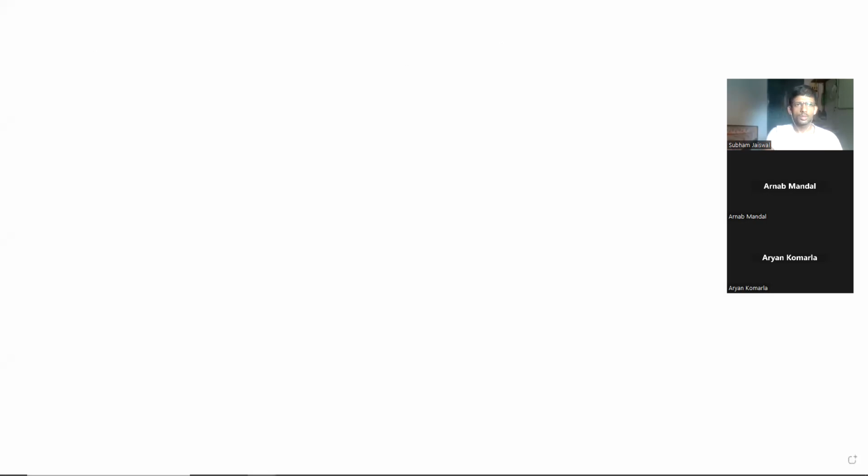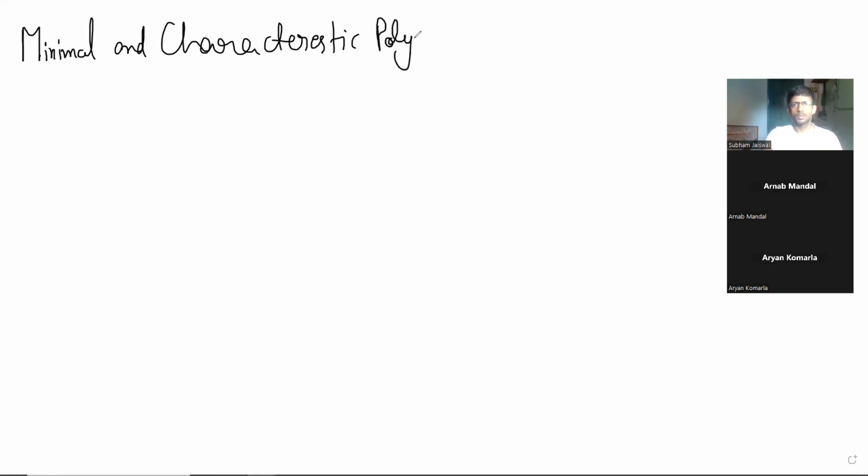So maybe we can talk about this concept, which is minimal and characteristic. As I said in the beginning, there is this concept of minimal and characteristic. The philosophy here is to understand matrices, and hence linear transformations, using polynomials. And so that's what we are heading towards. So we are associating some polynomials now to a linear transformation: the minimal and characteristic polynomial.